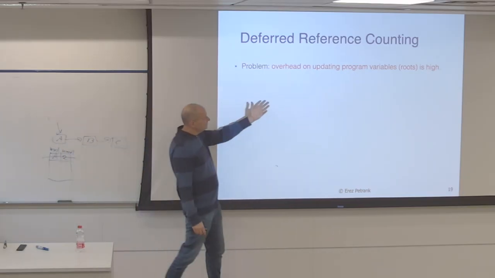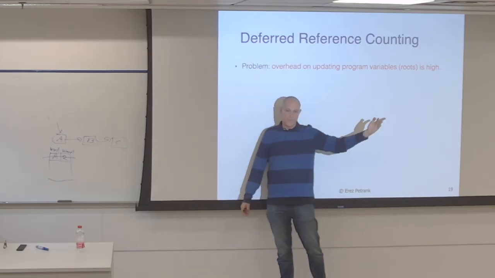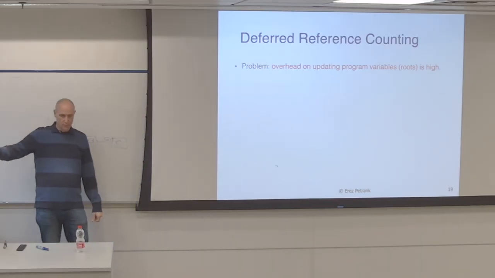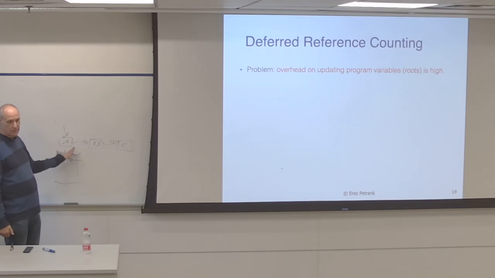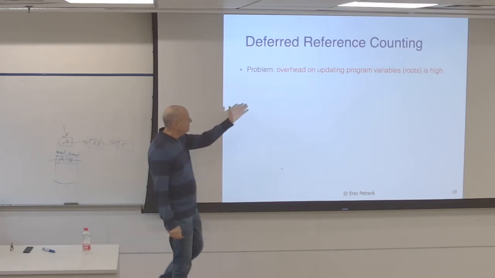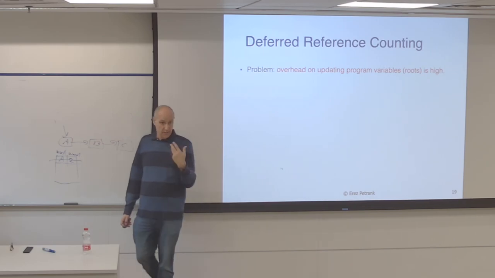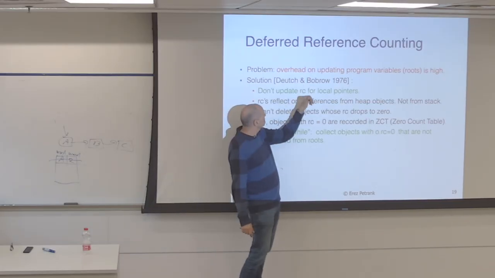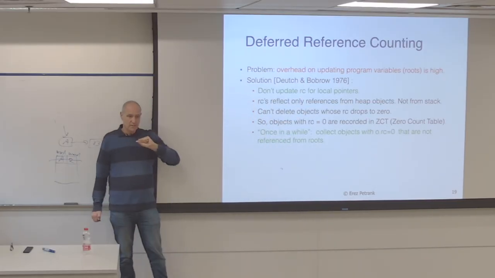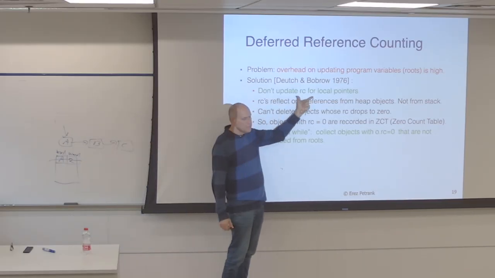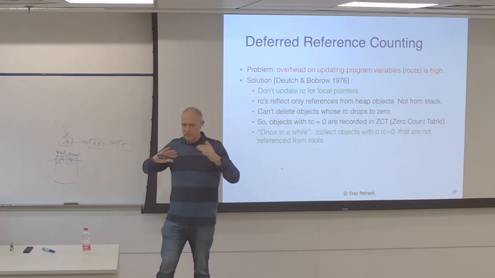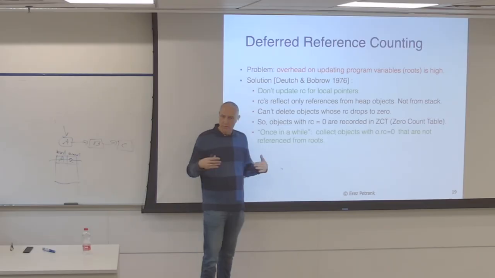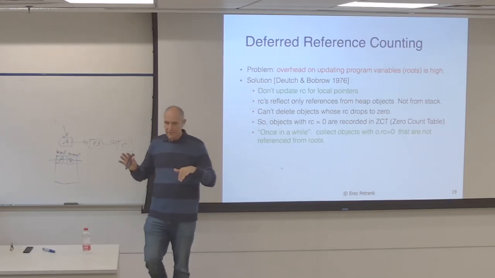And this is an overhead on updating the program variables, the roots. So if I have this pointer and I'm just changing it to move from one object to another, it's going to be very costly. So this is a problem, and the way to solve it was suggested in 1976 by Deutsch and Bobrow. It's called deferred reference counting, and so we just don't update the reference count when the roots are modified. So we have no monitoring of the roots. We just let them run without a write barrier.